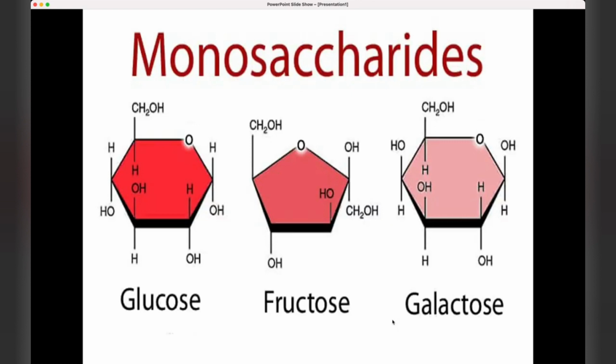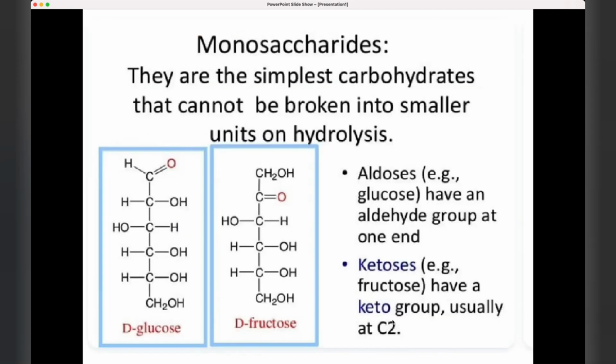So you can see here the structure of the three important forms of monosaccharide, which are glucose, fructose, and galactose. You can see that glucose and galactose have a ring-like hexagonal structure, whereas fructose has a pentagonal structure. Keep the structures in mind because you can get questions based on these structures. And monosaccharides, as we earlier discussed, are the simplest carbohydrates, and as I already told, you cannot break them again into simpler units on hydrolysis.